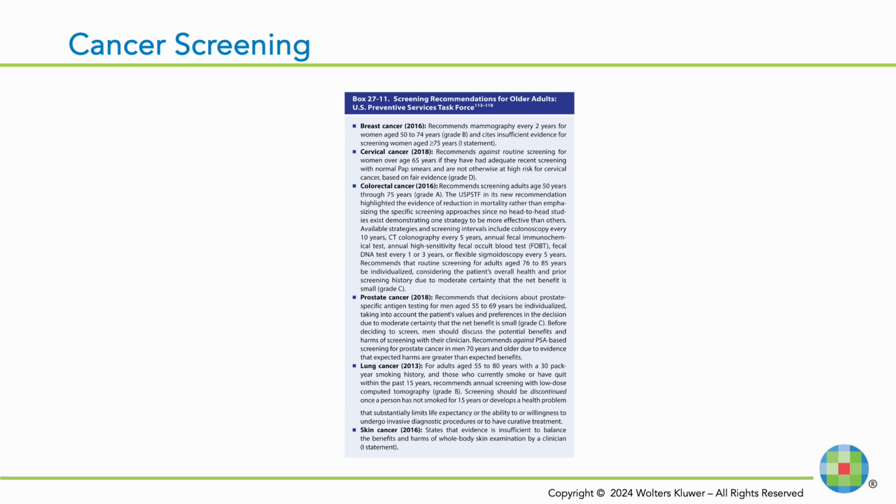And finally, cancer screening in the elderly is crucial. Breast cancer in women: mammograms every 2 years for women aged 50 to 74. Cervical cancer screenings: there's a recommendation against routine screening for women over the age of 65 if they've had adequate recent screenings and normal pap smears. Oftentimes they have not. Colorectal cancer screening.